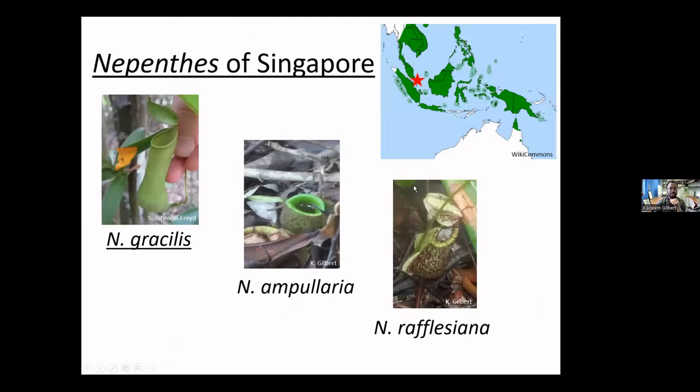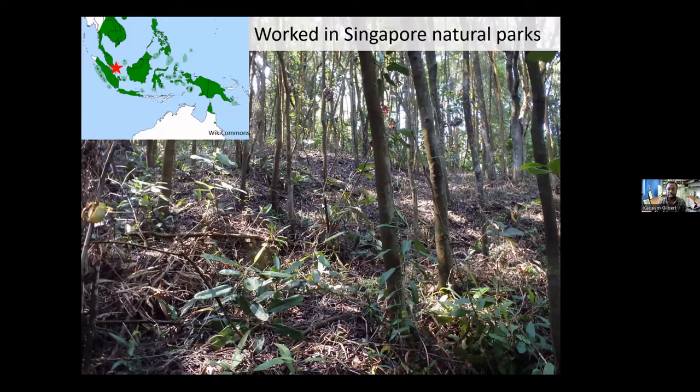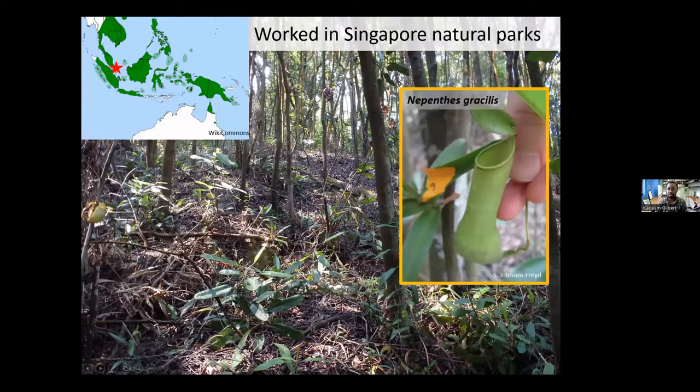And then I'm interested in understanding why, how does that functional diversity contribute to interactions with other organisms? So in some work, I've done a lot of work in Singapore, where there's 3 species, as you can see here. Nepenthes gracilis is one that I've done a lot of work on in the natural parks in Singapore.